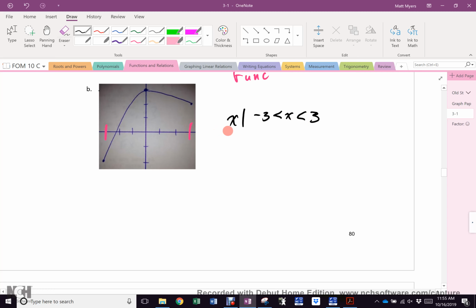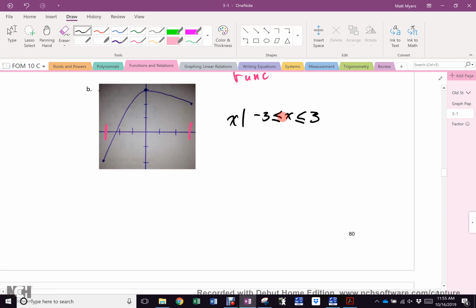Now, there's one other rule here. This is a colored in dot, yes? So that means x actually hits 3. So this is less than or equal to, and less than or equal to. You all should have seen that in the 9th grade, greater than, less than, at least in the 9th grade. You should have seen it before.